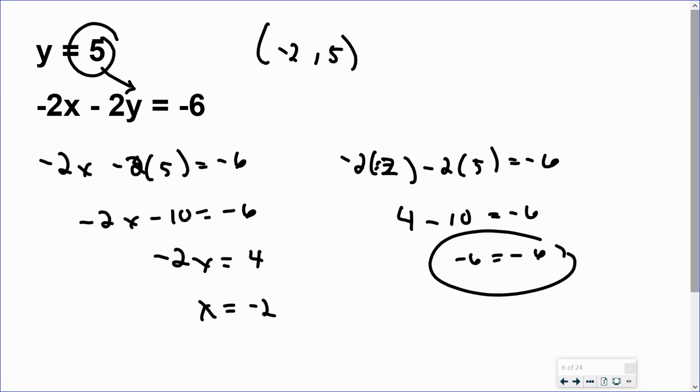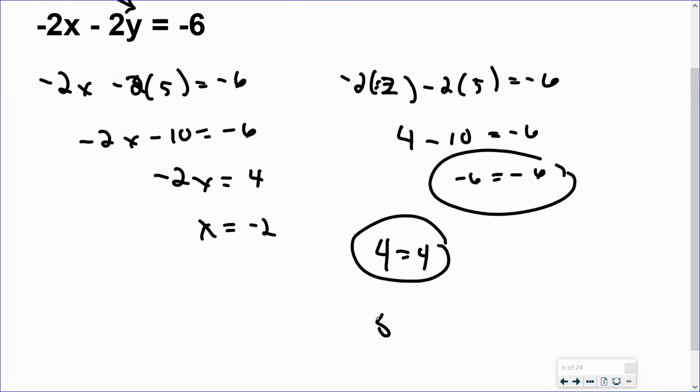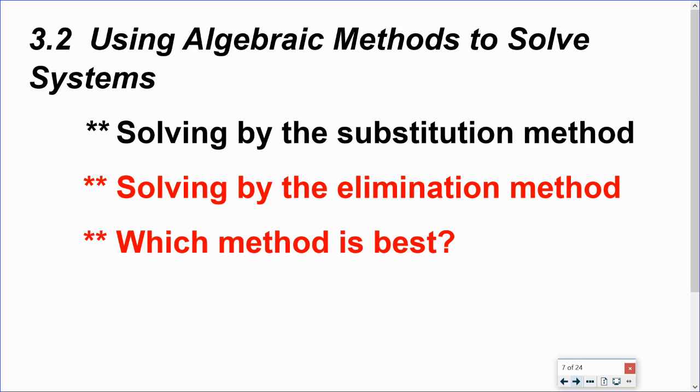Remember, what we're looking for is where they cross. Now, what happens if I do all this math and end up with 4 equals 4? No x, nothing like that. Well, is 4 equal to 4? Sure is. That tells me that these are the same line. The other way, if I end up with 5 is equal to 4, that's no. That means these two lines are parallel, and there's no solution. Gotta watch out for this.